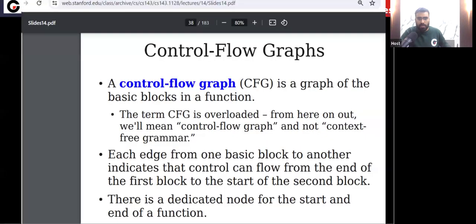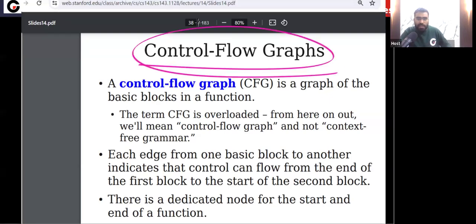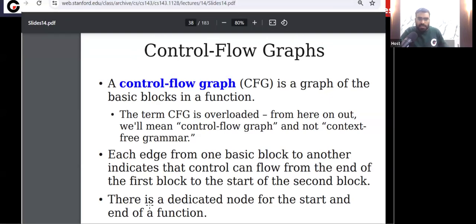Now, very simple. Let me tell you one more thing: when you create the control flow graph, there is a dedicated node for entry and exit. I will tell you why. You might be thinking, what is the reason? I will tell you.